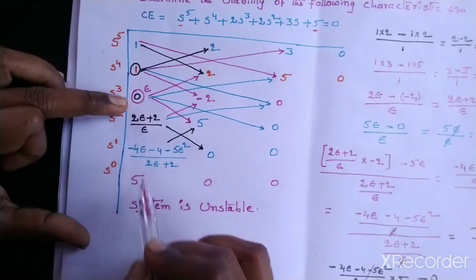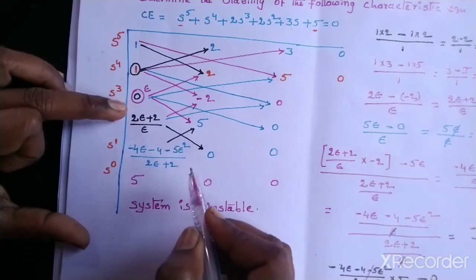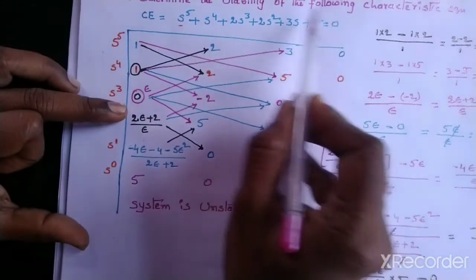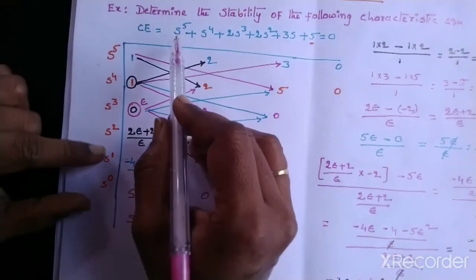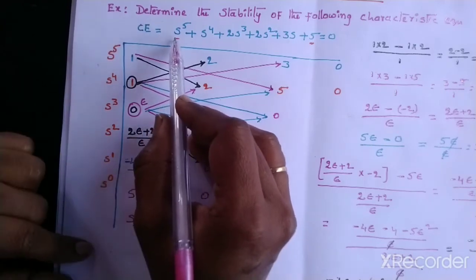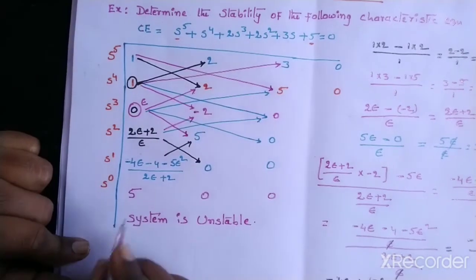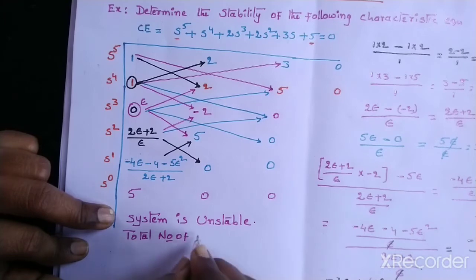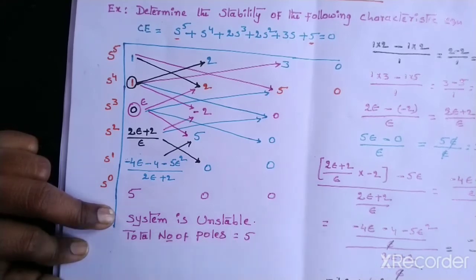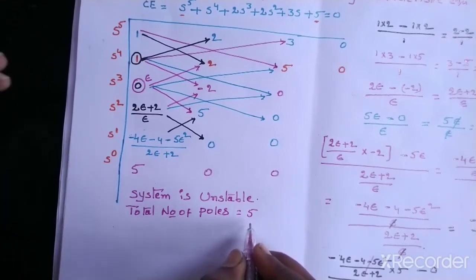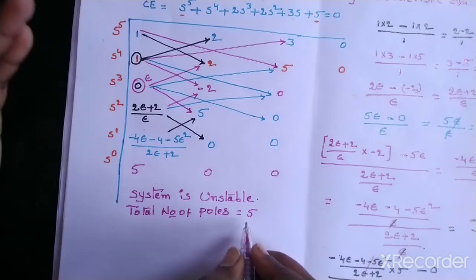But even though we know 0 has occurred in the first column, here we need to calculate how many poles are located on the RHS plane. The total number of poles in this system can be said based on the highest order. Here in the characteristic equation the highest order is 5. Therefore, total number of poles equal to 5. Now among these 5 poles, how many are located on the LHS plane and how many on the RHS plane.